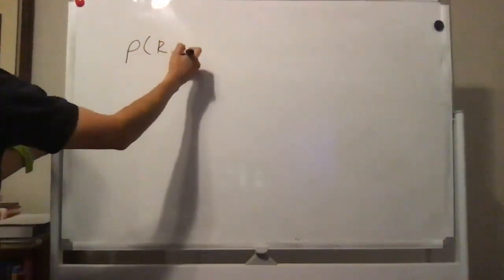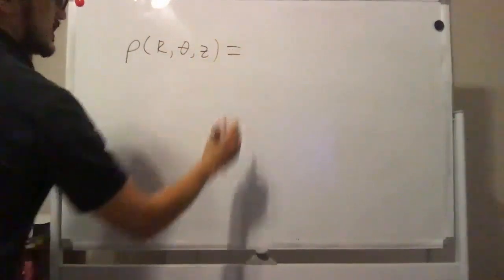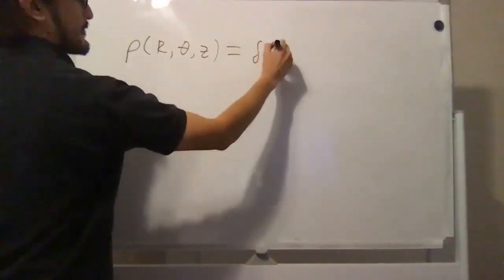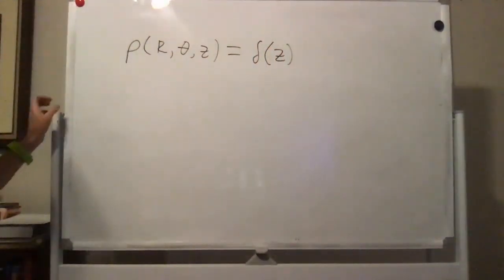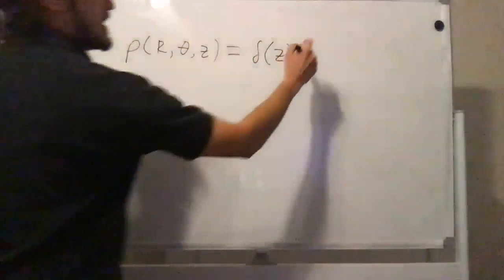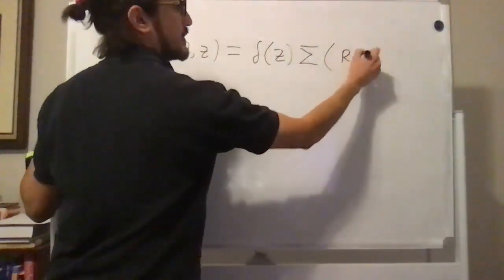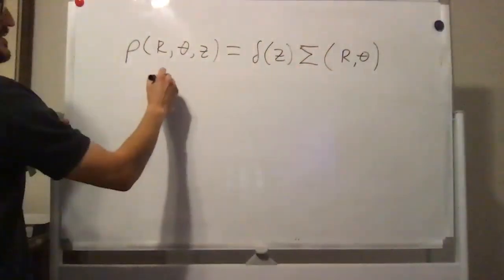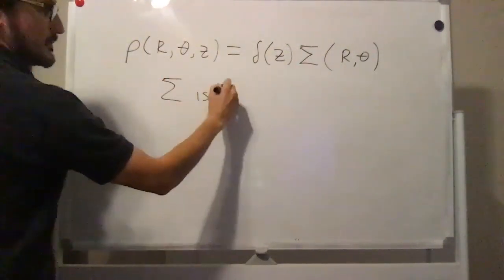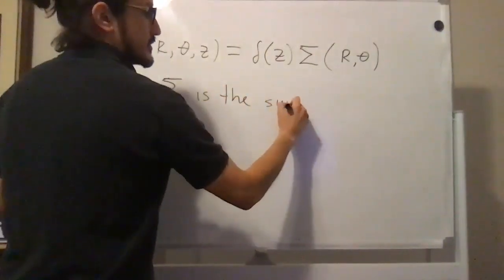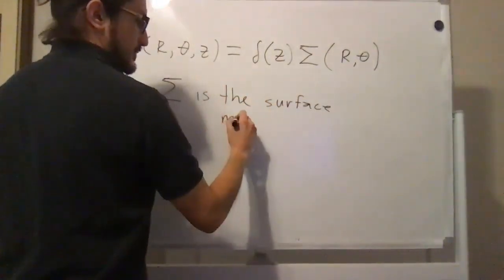The cylindrical part is not as easy. So you still have your mass density. It's going to be a small chunk in the z direction, and then sigma of r and theta. So sigma is the surface mass density.